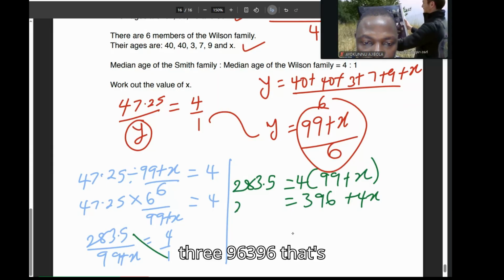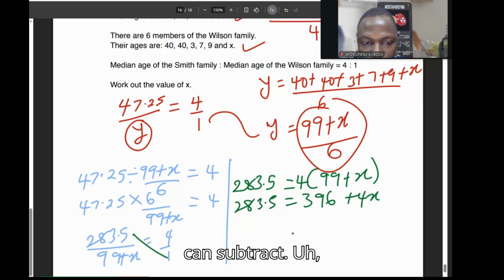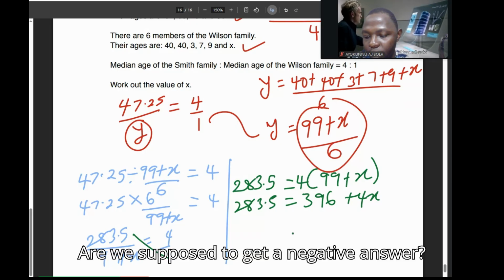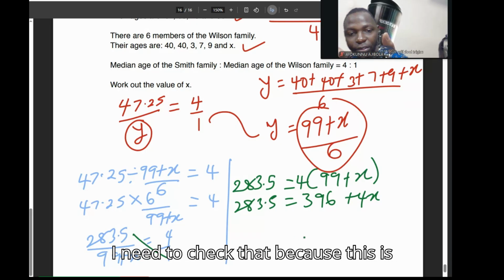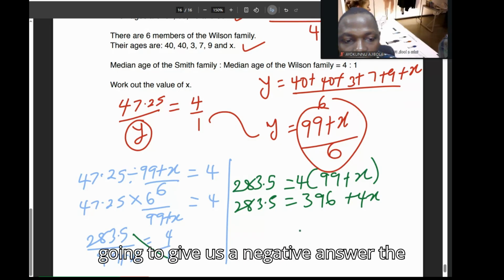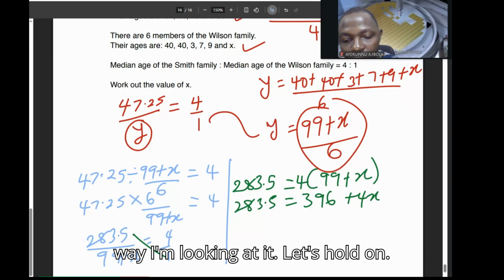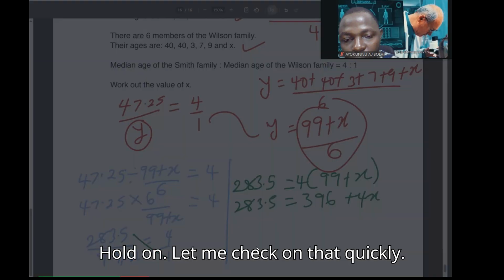396, that's 283.5. So we can subtract. Wait a minute, are we supposed to get a negative answer? I need to check that because this is going to give us a negative answer the way I'm looking at it. Let's hold on. And age cannot be negative. Hold on, let me check on that quickly.